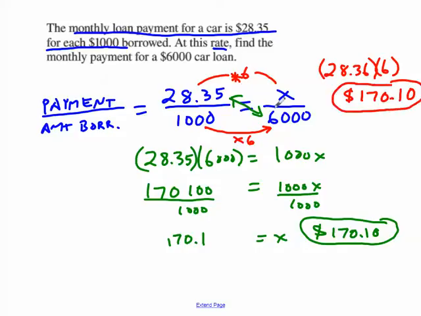Cross multiplying will always get you that answer. Sorry, I should cross multiply this as well. Cross multiplying will get you the answer, or if you multiply by 6 on the denominator, you also multiply by 6 in the numerator, it'll get you to the same spot.